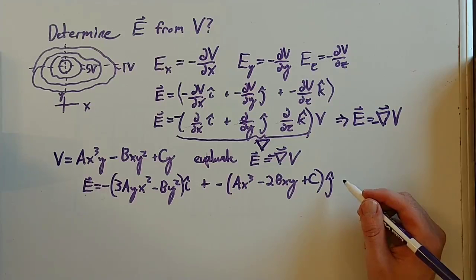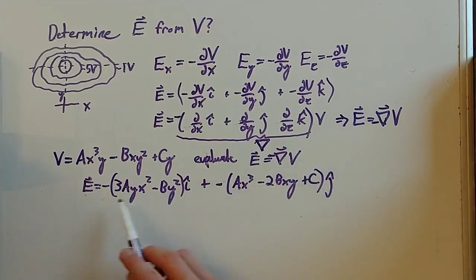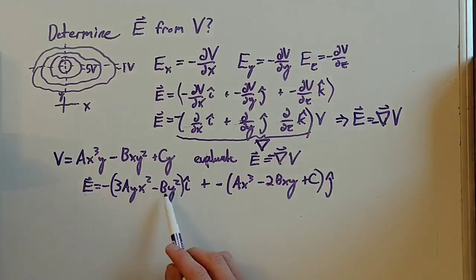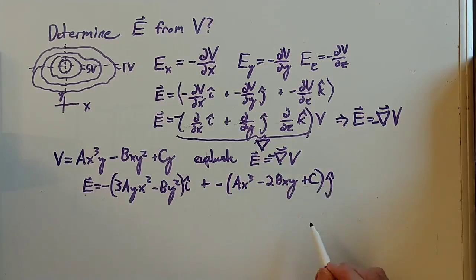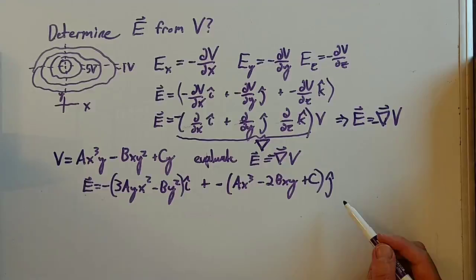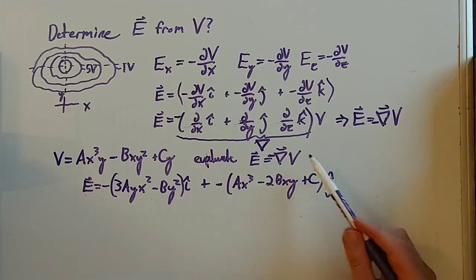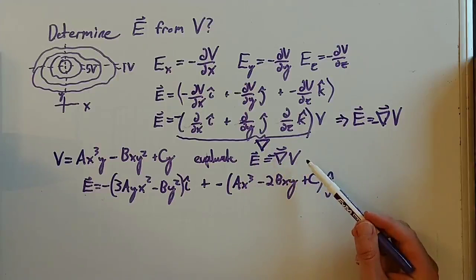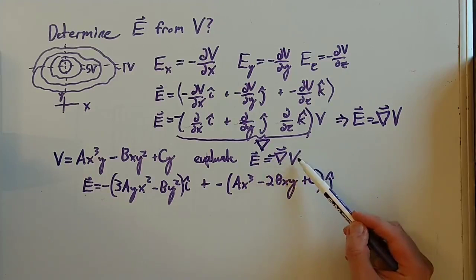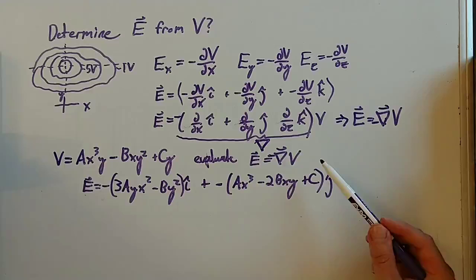And so there you have it. That would be the answer. The full electric field would have some i component and some j component. If I gave you specific values for x, y, a, b, and c, you could solve this numerically. So that is the idea of taking the gradient of a scalar function. You use this grad or del operator, you apply it to a scalar, and the result is you get a vector.